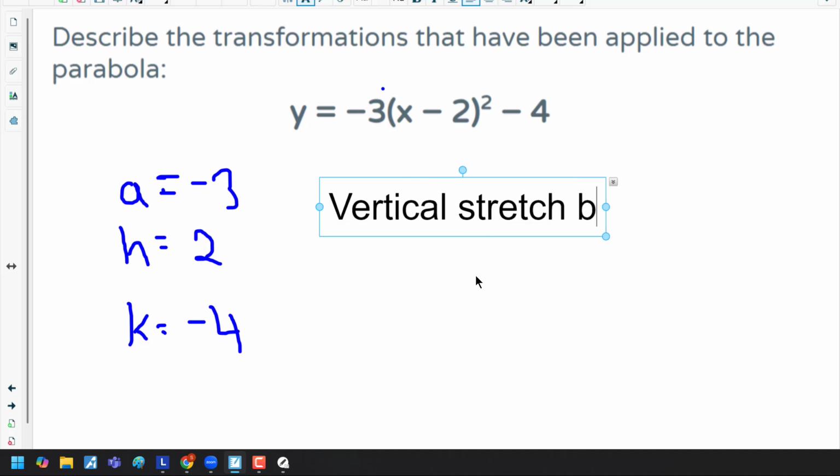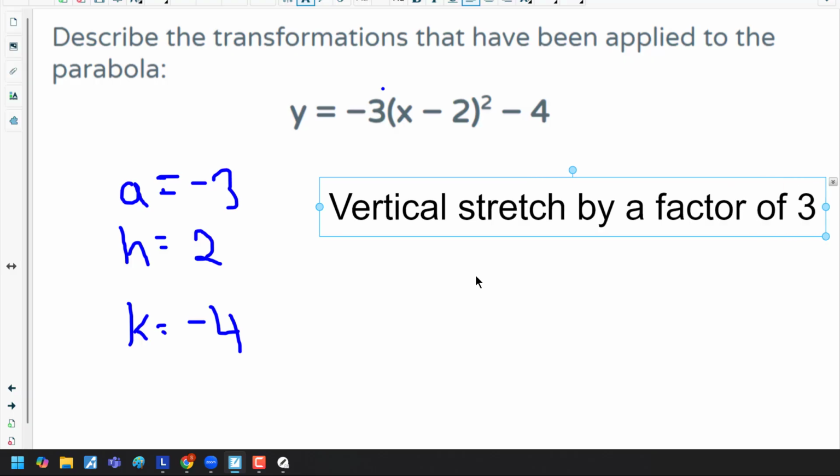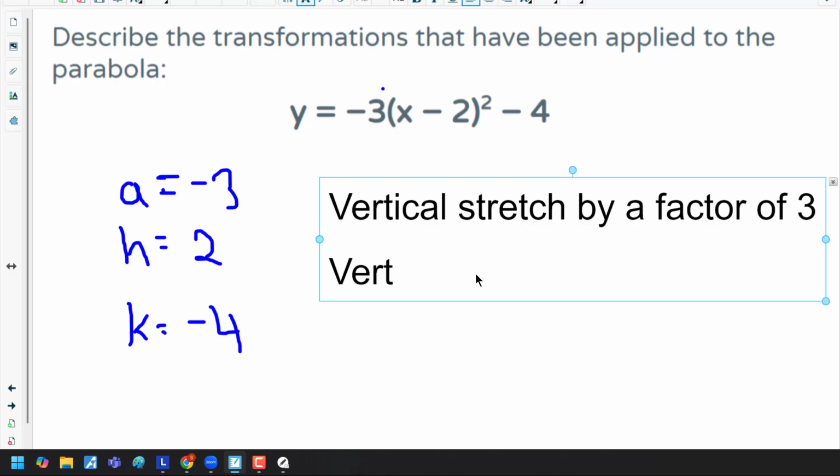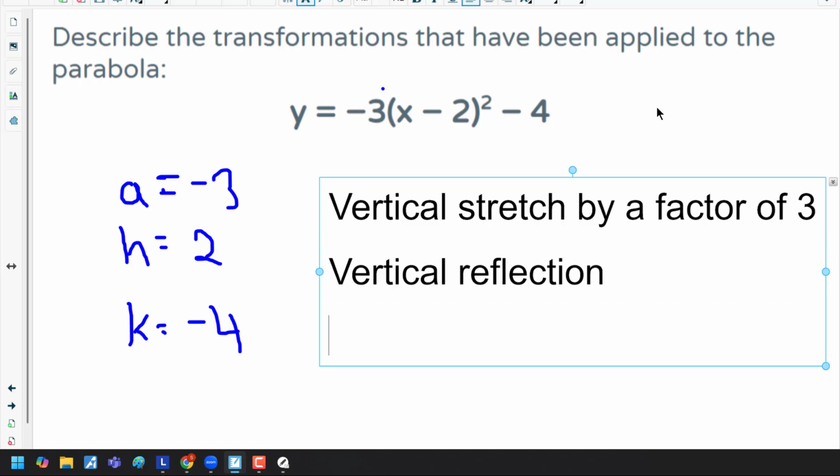Stretch by a factor of 3. That's from your a value. So a stretches the graph, and it's a vertical reflection. Reflection meaning that negative value, it's upside down. That's what it means. So these 2 points come from your a value.